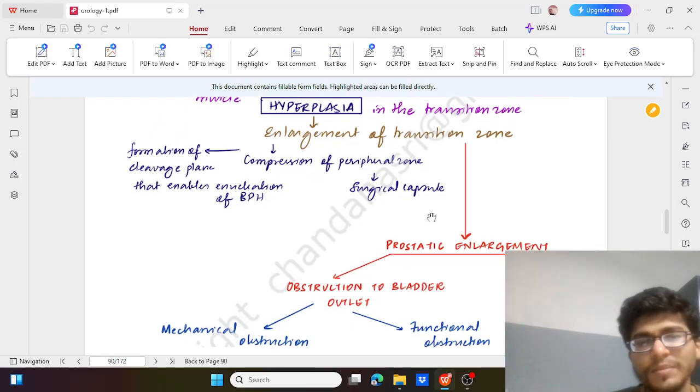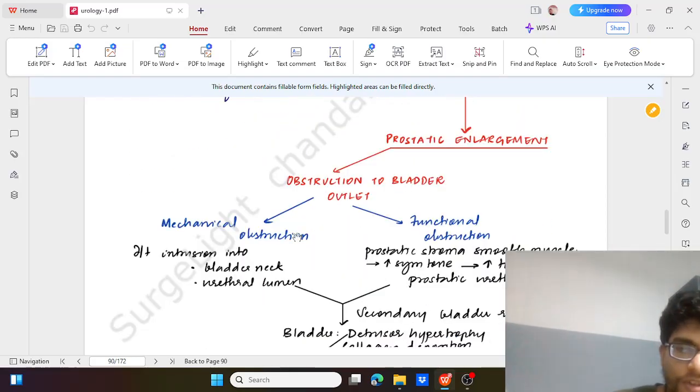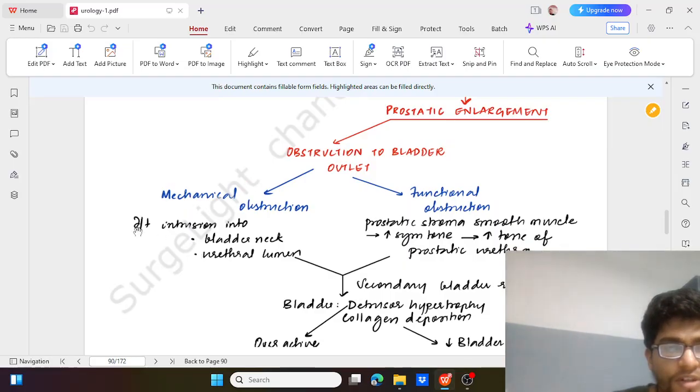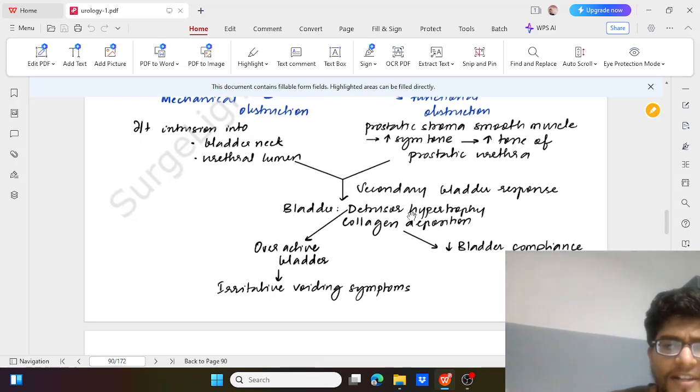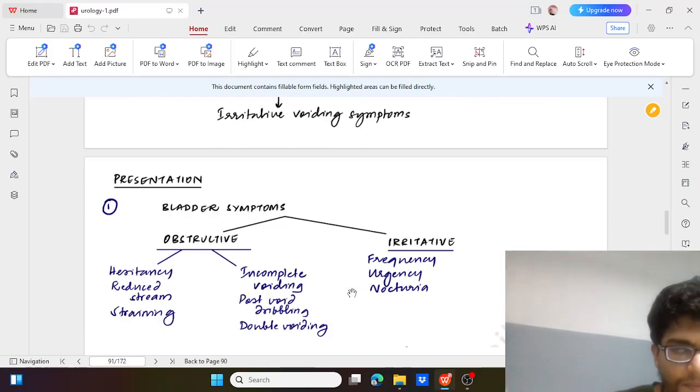This enlargement of the prostate causes obstruction to the bladder outlet, causing mechanical obstruction and functional obstruction. Mechanical obstruction is due to intrusion into the bladder neck and the urethral lumen, and functional obstruction is through the prostatic stroma smooth muscle, causing an increase in sympathetic tone and an increase in the tone of the prostatic urethra. Then there is the secondary bladder response: detrusor hypertrophy and collagen deposition, causing overactive bladder and decreased bladder compliance. Overactive bladder causes irritative voiding symptoms.